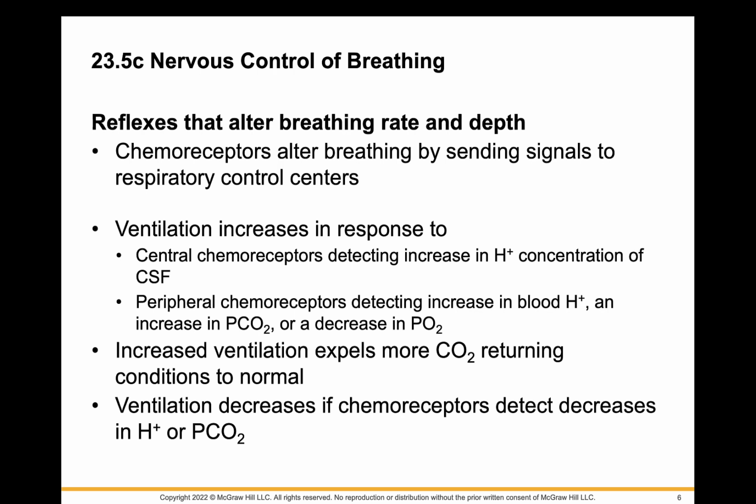Now, generally, an increase in ventilation is to expel more CO2 and bring conditions back to normal. You may hear me use the term "to blow off CO2." Ventilation decreases if chemoreceptors detect decreases in hydrogen ion or the partial pressure of carbon dioxide.